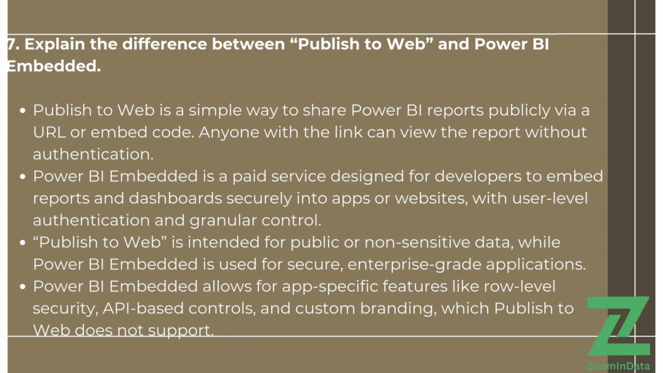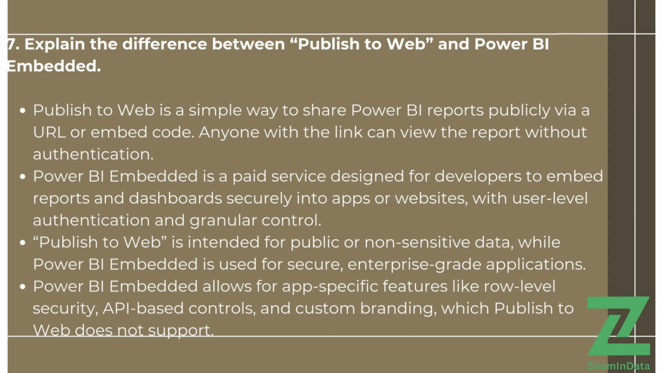Seventh question. Explain the difference between Publish to Web and Power BI Embedded. Publish to Web is a simple way to share Power BI reports publicly via a URL or embed code. Anyone with the link can view the report without authentication. Power BI Embedded is a paid service designed for developers to embed reports and dashboards securely into apps or websites, with user-level authentication and granular control. Publish to Web is intended for public or non-sensitive data, while Power BI Embedded is used for secure, enterprise-grade applications.